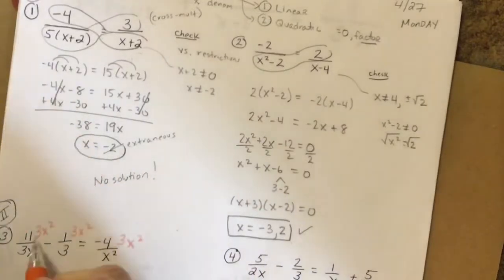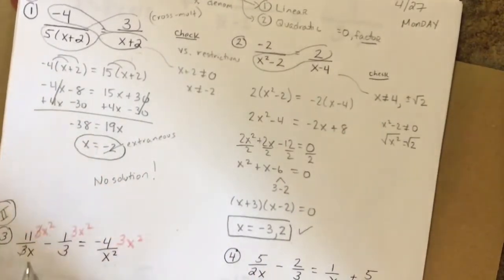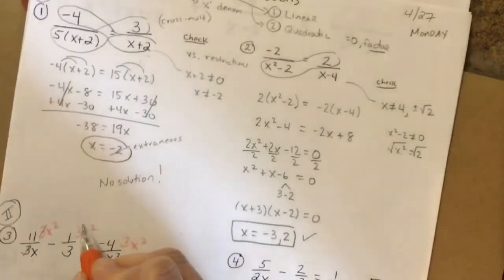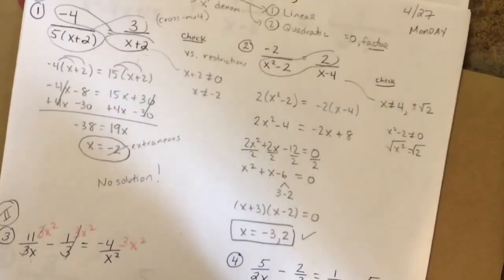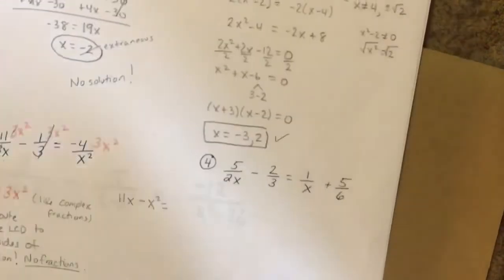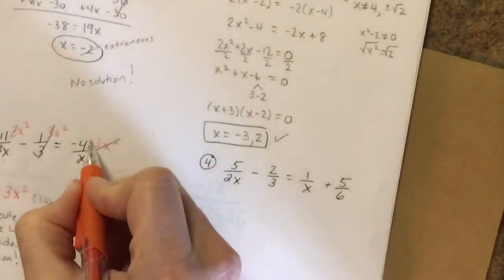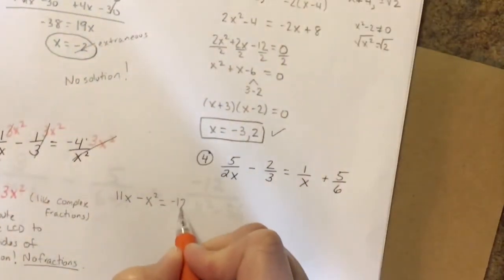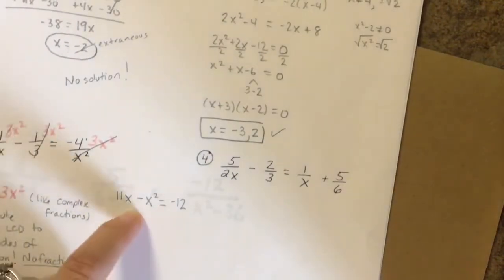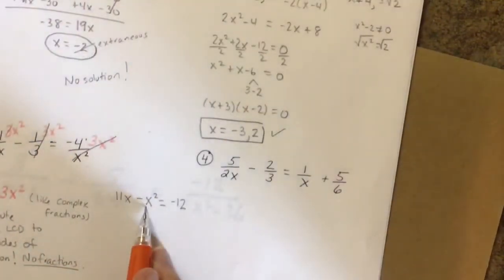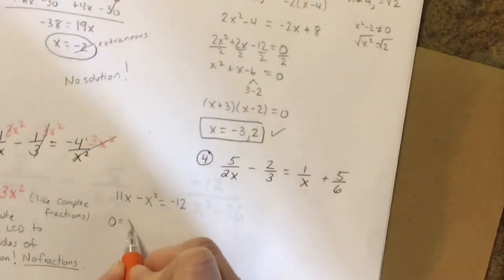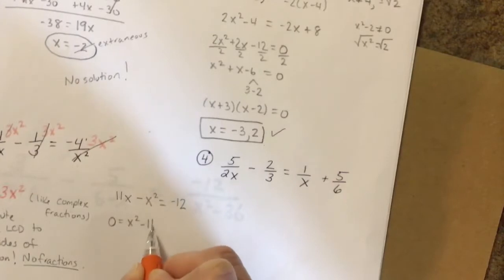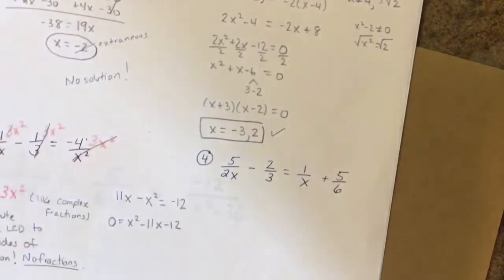What cancels here? 3's and one of the x's. So I get 11x minus, 3's cancel, 1 times x squared equals, what cancels on the other side? X squared. So negative 4 times 3, negative 12. All right. Then we have another quadratic like the last one. I set it equal to 0. So I personally am going to add x squared, subtract 11x. I like to keep the x squared positive.